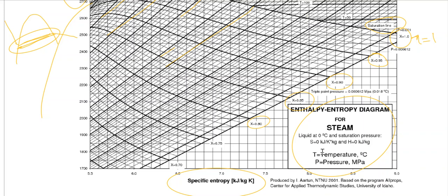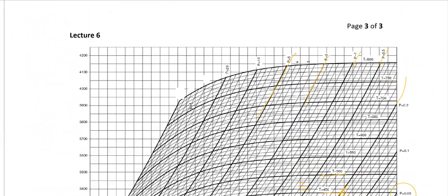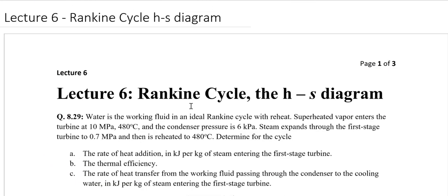And that goes for the entropy as well. At the bottom you can find entropy of 5.5, 6.0. So that means this line would be 5.6, 5.7, 5.8, 5.9, and obviously 6.0. So you can actually divide it differently. Now let's move to the question. We can actually try to solve the same question on a Mollier diagram.